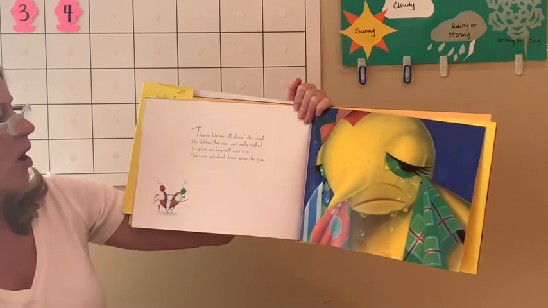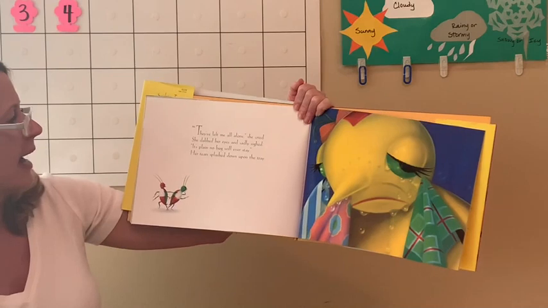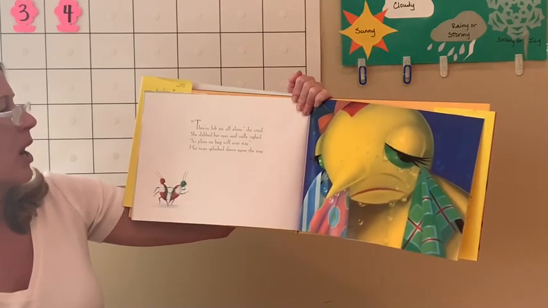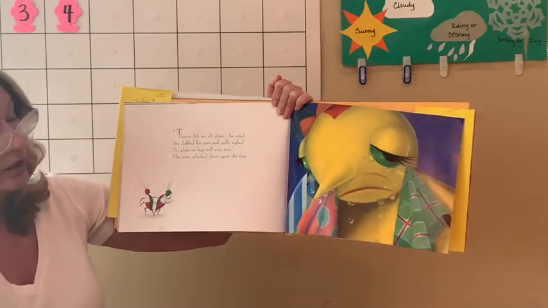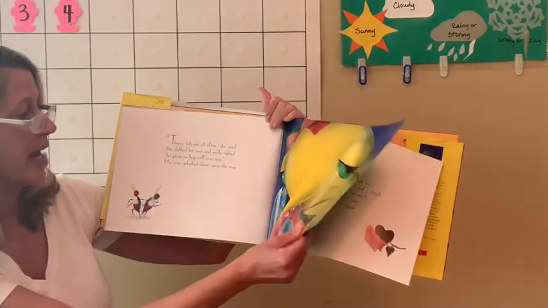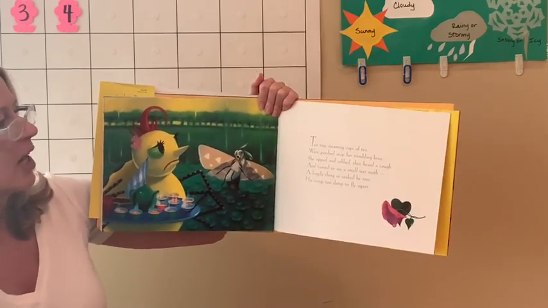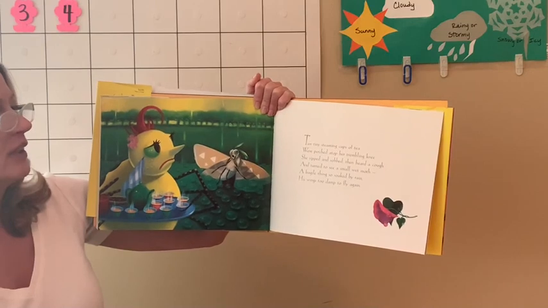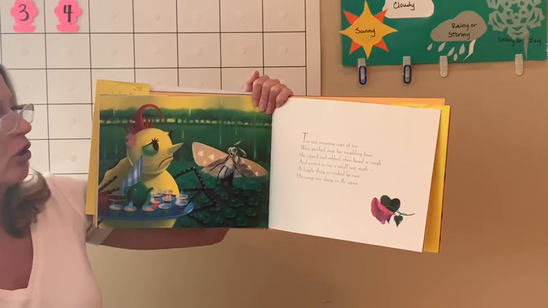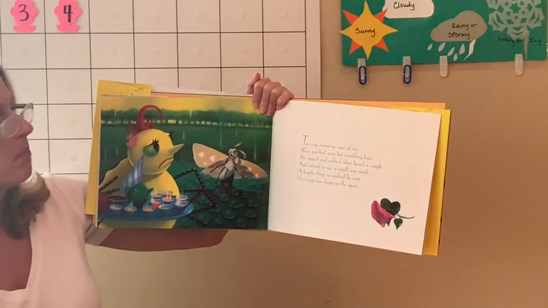They've left me all alone, she cried. She dabbed her eyes and sadly sighed. It's plain no bug will ever stay. Her tears splashed down upon the tray. I kind of feel bad for her. 10 tiny steaming cups of tea were perched atop her trembling knee. She sipped and sobbed, then heard a cough and turned to see a small wet moth.